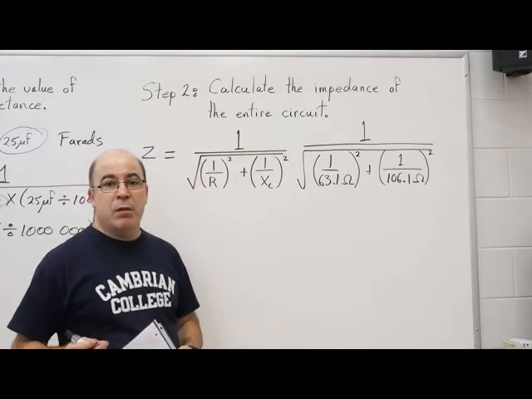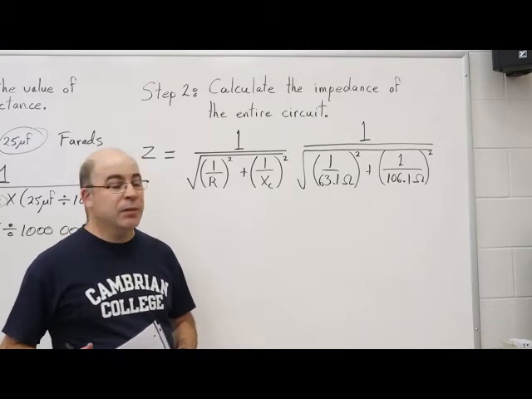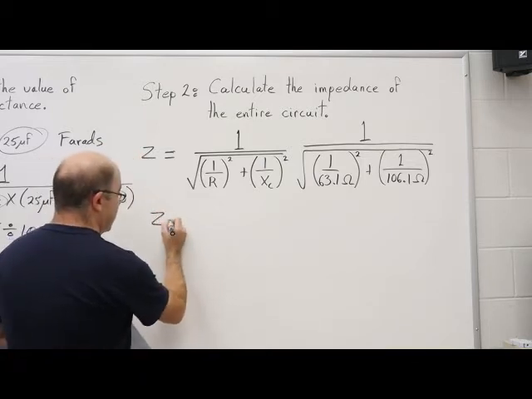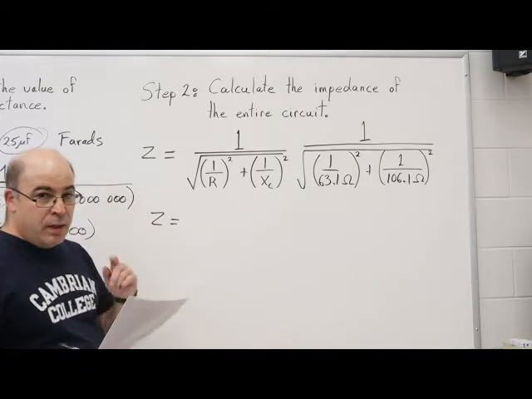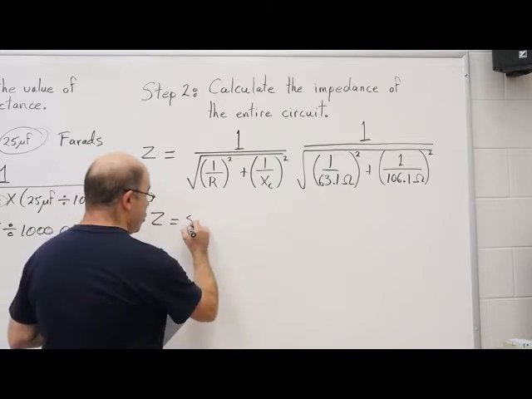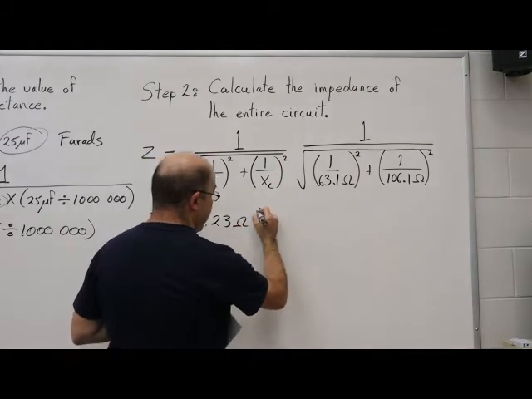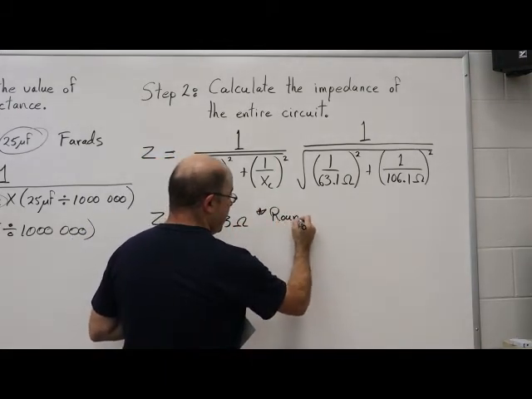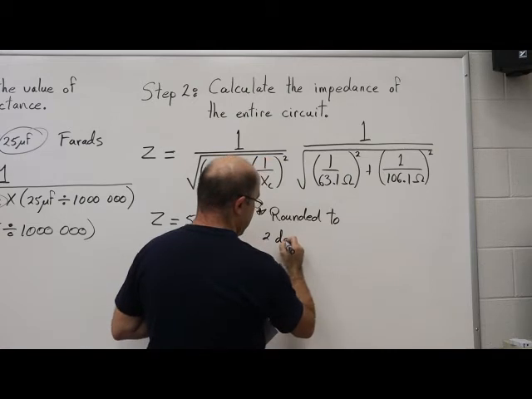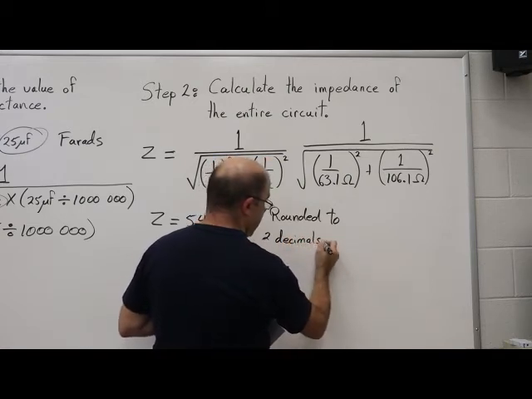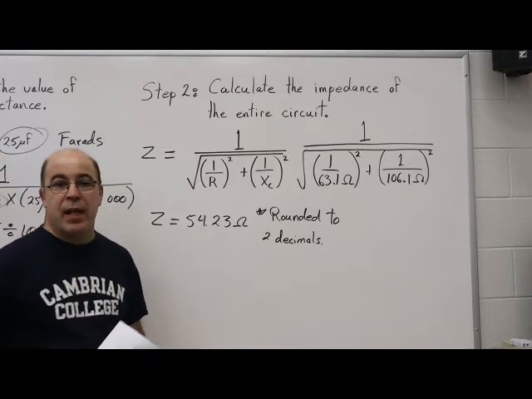Now I did put out a short video of how to input these values into a calculator. If you haven't already done so, go into your course Moodle page and check it out. Putting all this into a calculator properly, you can do this in one equation, and the result should be 54.23 ohms, and again, this is a value that's been rounded to 2 decimals, which is standard in the electrical program here at Cambridge College.